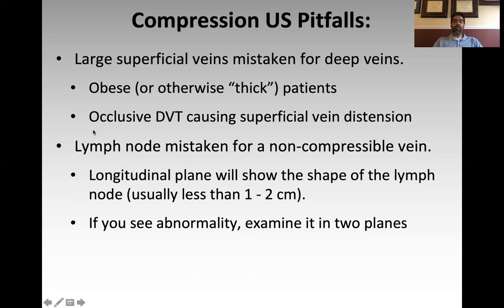Okay. Lymph nodes, especially if you have lymphadenitis, can sometimes look like veins with clots inside them. And of course, if you try to compress it, it's not going to compress. But if you were to look at a lymph node in long axis, it'll still look round compared with a vein that will look long. And of course, you will not see the normal anatomic markers if you're looking at a lymph node. So again, keep the anatomy straight. And if you see an abnormality, look at it in two planes.